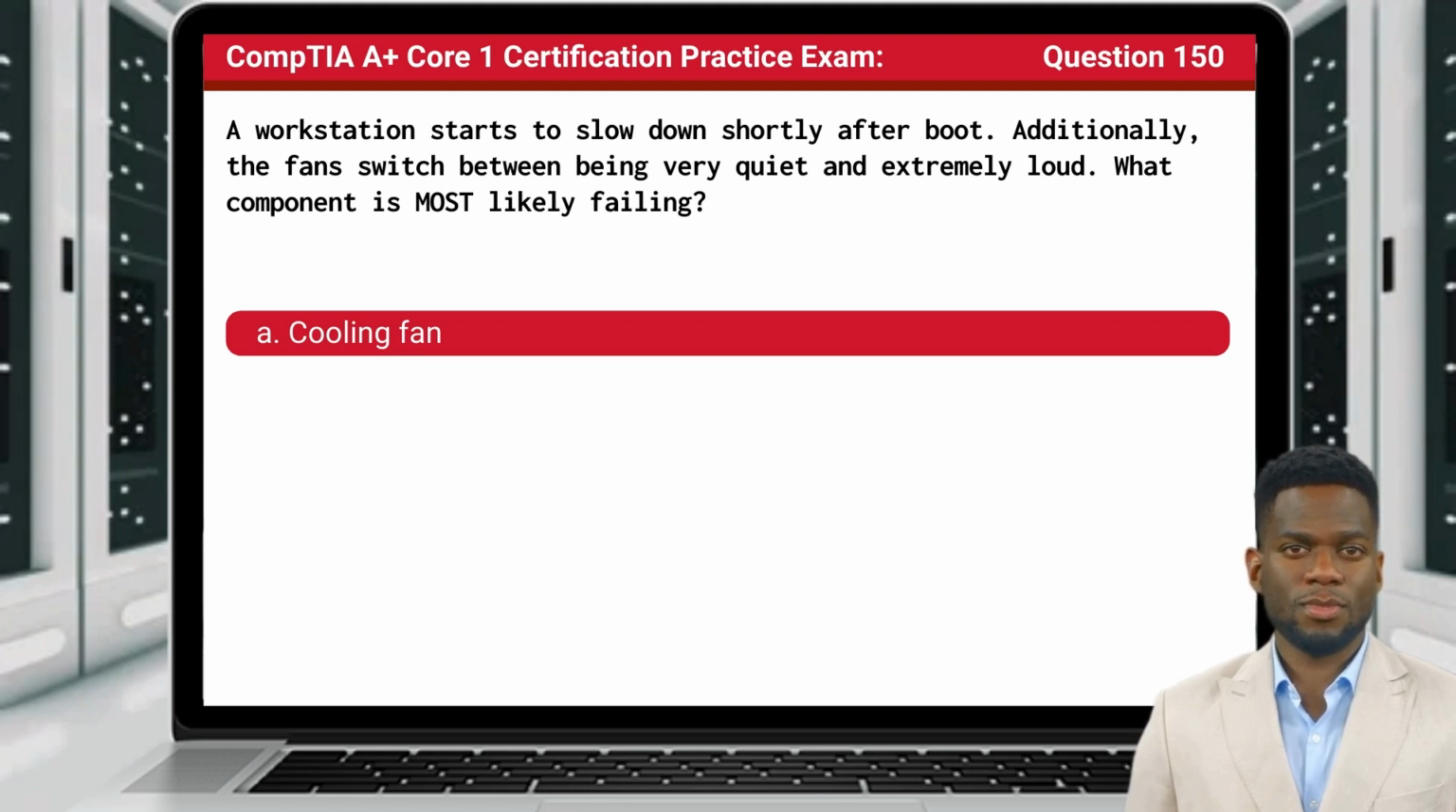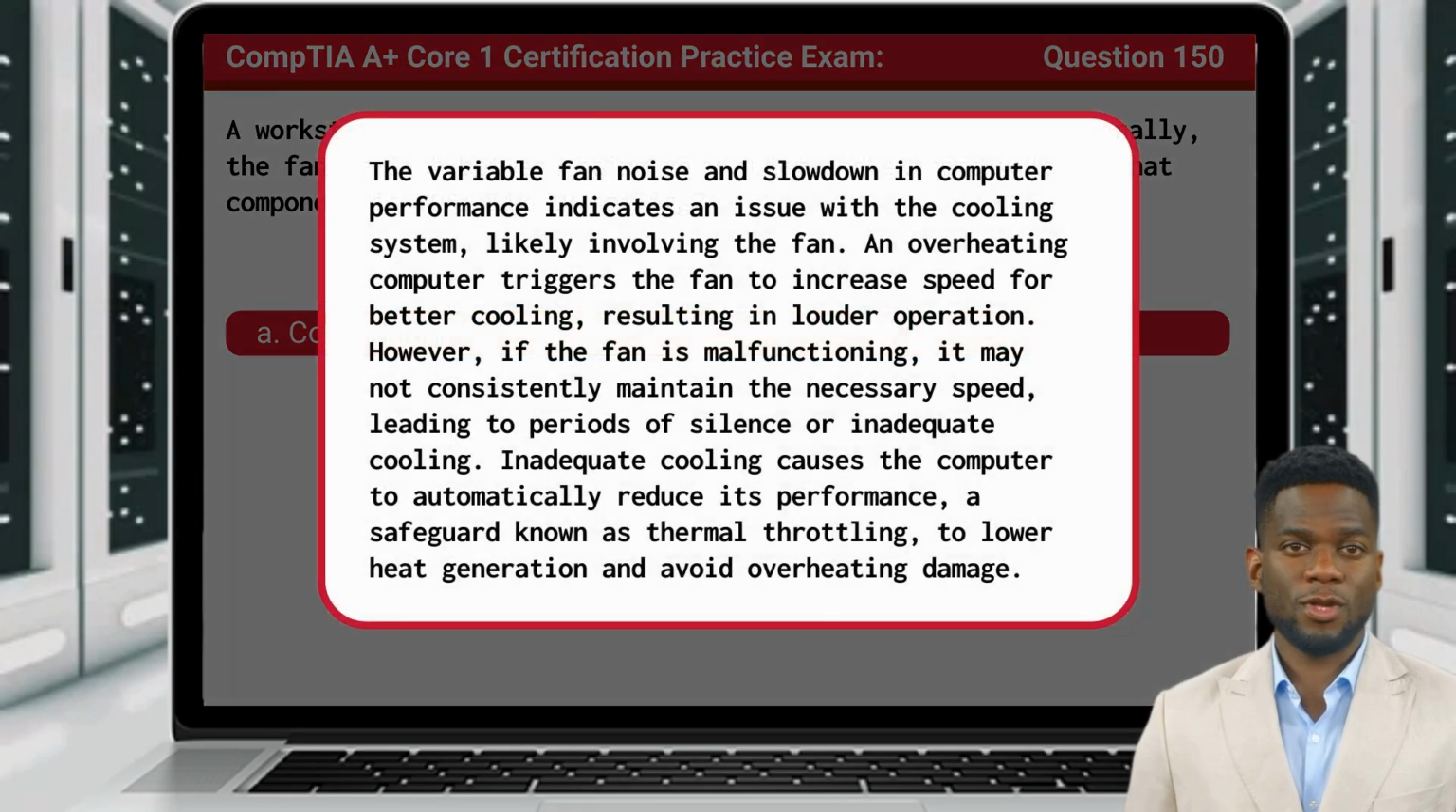The answer is A. Cooling fan. The variable fan noise and slowdown in computer performance indicates an issue with the cooling system, likely involving the fan. An overheating computer triggers the fan to increase speed for better cooling, resulting in louder operation. However, if the fan is malfunctioning, it may not consistently maintain the necessary speed, leading to periods of silence or inadequate cooling. Inadequate cooling causes the computer to automatically reduce its performance, a safeguard known as thermal throttling, to lower heat generation and avoid overheating damage.